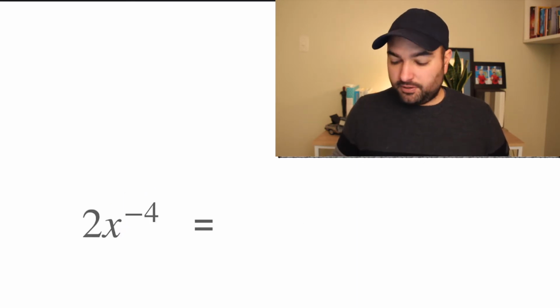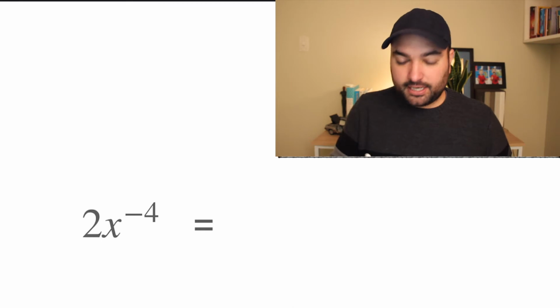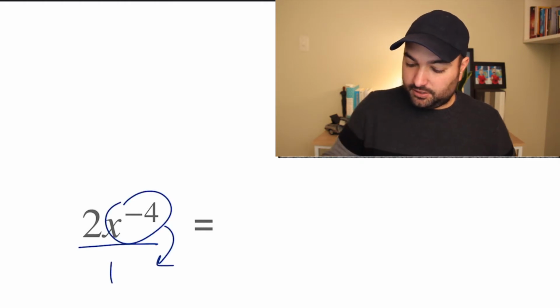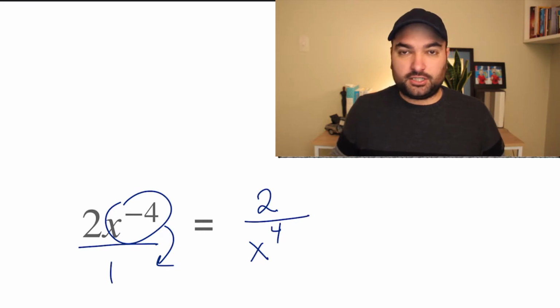Now, for these ones with the number in the front, when we change out that negative exponent, we're only dealing with the x and the 4 there. We're not actually going to touch the 2. We're going to leave that alone. So if I write this as a fraction, we have something over 1. And what's going to happen is this term is going to go down here, like that. So we're going to leave 2 alone, and we'll go over x to the power of 4. And that's how we change that.